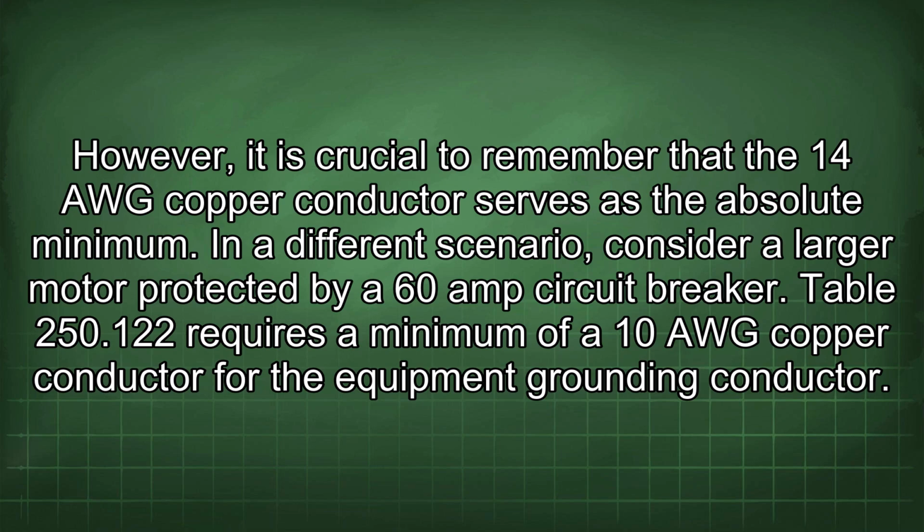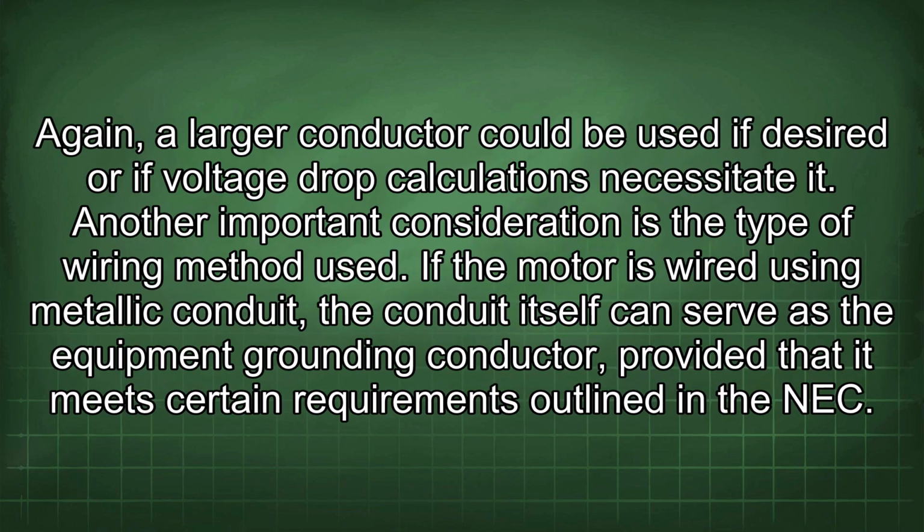In a different scenario, consider a larger motor protected by a 60 amp circuit breaker. Table 250.122 requires a minimum of a 10 AWG copper conductor for the equipment grounding conductor. Again, a larger conductor could be used if desired or if voltage drop calculations necessitate it.